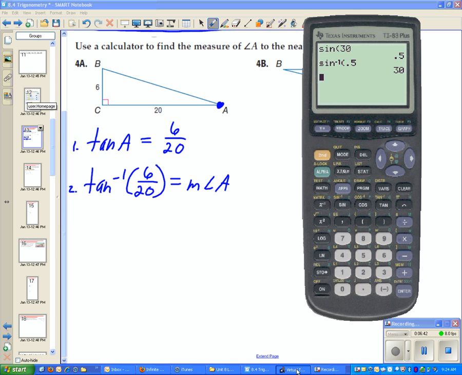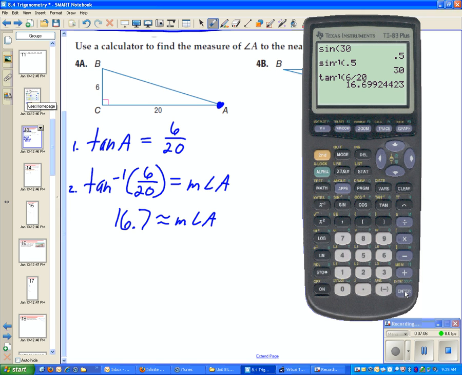And now in our calculator, what do I need to type in? I need to type in the inverse tangent of 6 over 20. So, hit my second button and then tangent. That gives me inverse tangent on the screen. 6 divided by 20. All right, to the nearest tenth, 16.7 is the measure of angle A. You with me?